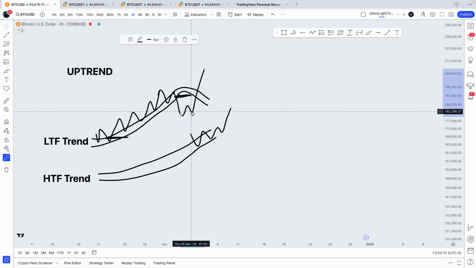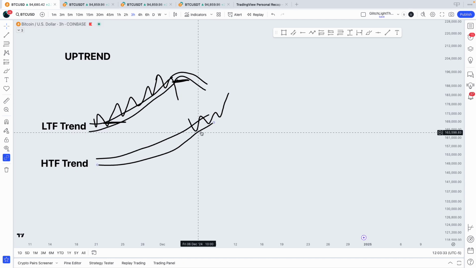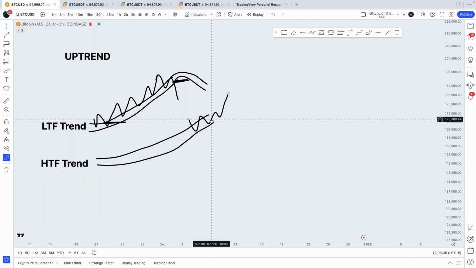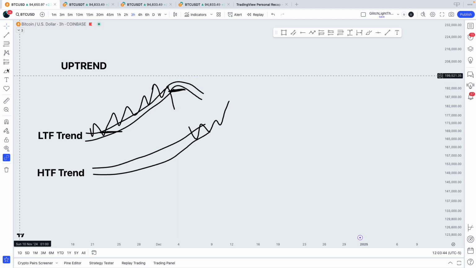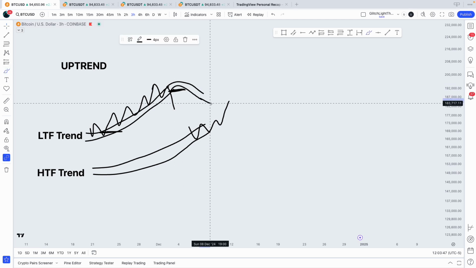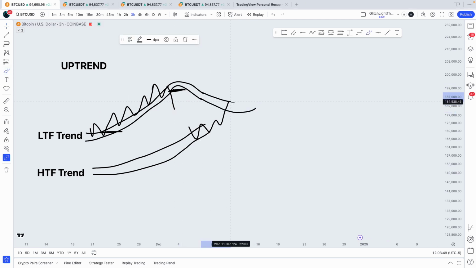Now, if price does not do that and instead continues down to this high time frame trend, you have two options here. What you can do is you can simply buy a test of this high time frame trend, okay? Or what you can do is you can wait for a reclaim of that low time frame trend, okay?